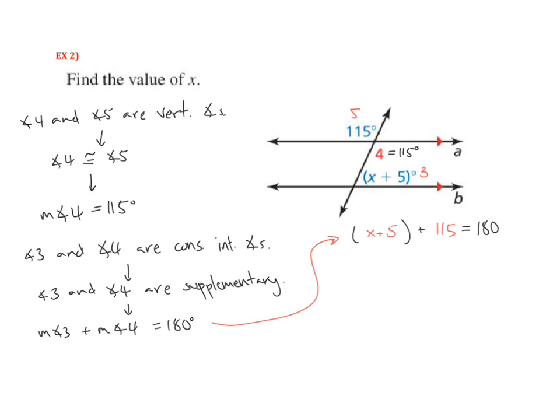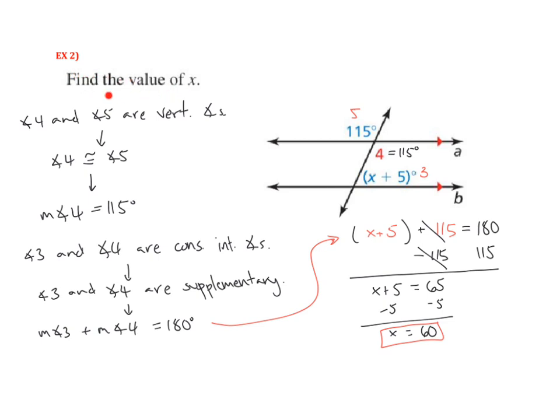Now, all that's left to do is just regular algebra. I'm going to subtract 115 on both sides. My 115s on the left side cancel out. I get x plus 5 is equal to 65. Subtracting 5 on both sides, I am left with x is equal to 60. Double checking my problem, it says to find the value of x and not the measure of an angle, so that means we're good, and we can stop right here.